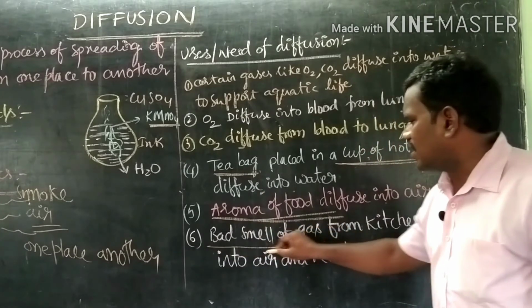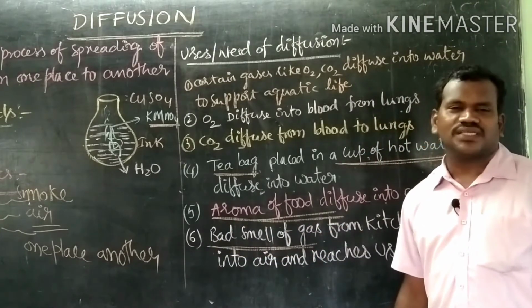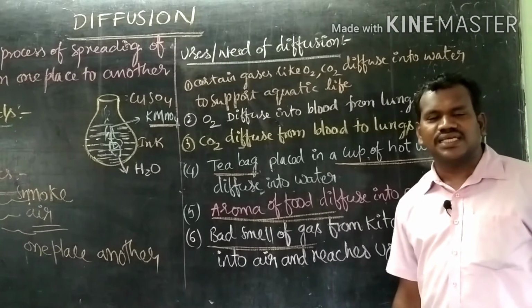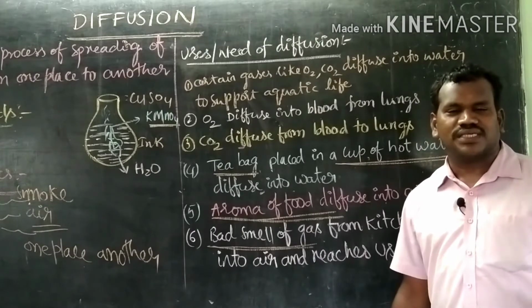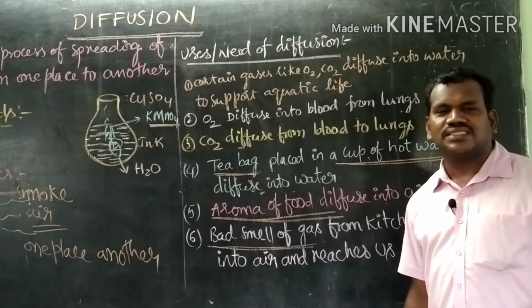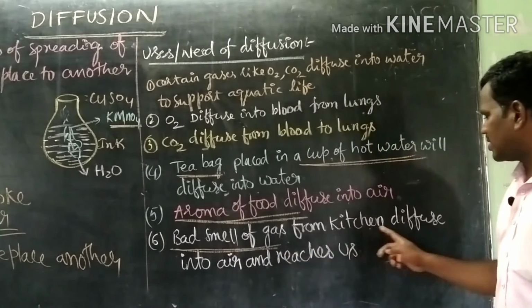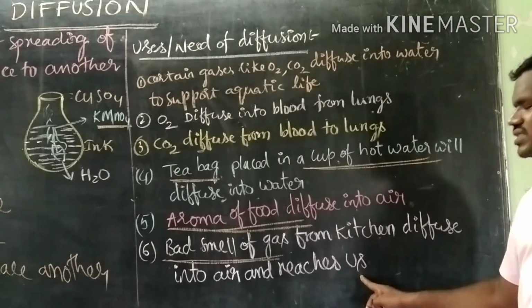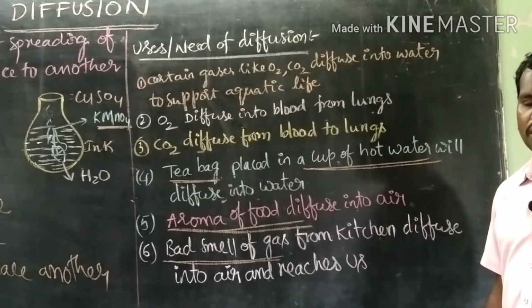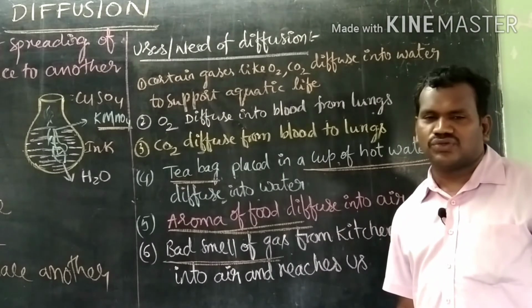Bad smell of gas. For example, say inside the kitchen, the gas is leaked. Then automatically a mother will scold us: Hey, go and see there, the gas is releasing or something. This means the bad smell of the gas from the kitchen diffuses into the air and reaches us. So, such kinds of examples are there in the case of diffusion.